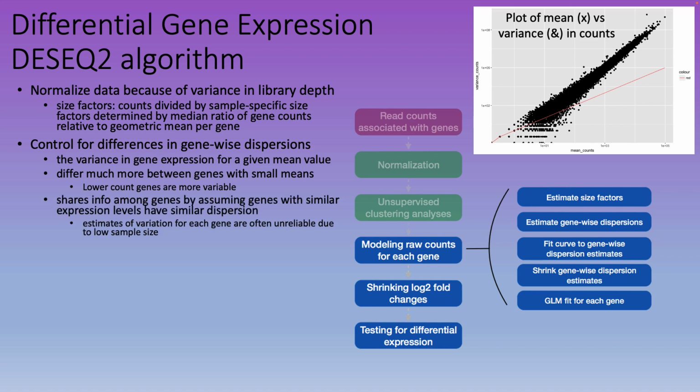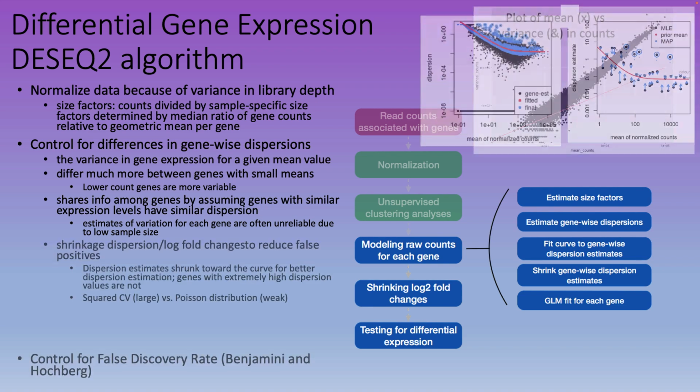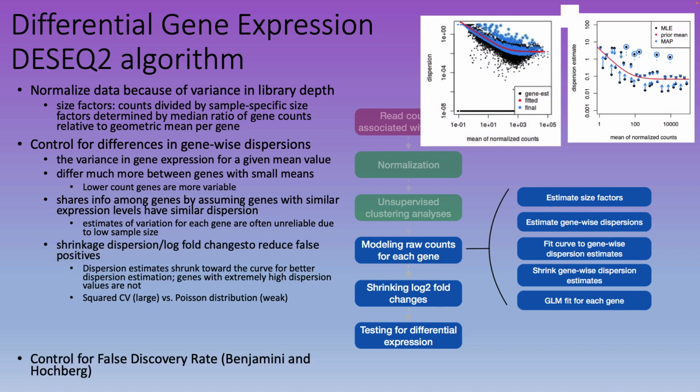So one of the things we do is there's a way that it goes about sharing information to calculate these dispersion values, these estimates of variation, because they're unreliable when there's a low sample size. They actually will share the results for things that are all in the same level of gene expression. And by doing this, they'll basically be able to shrink these dispersion levels.